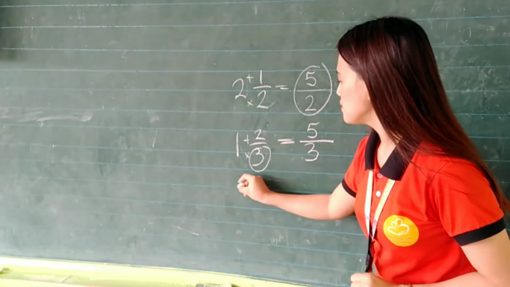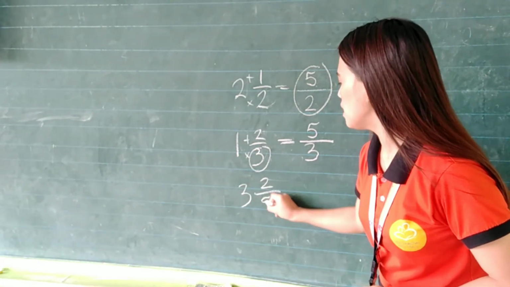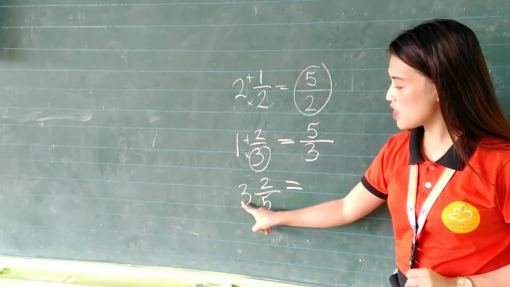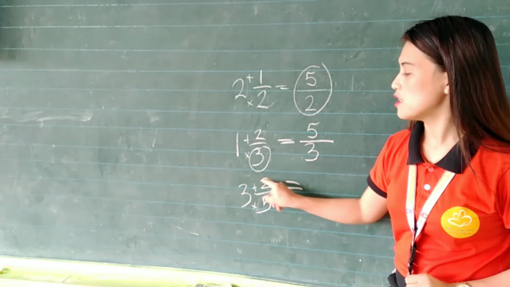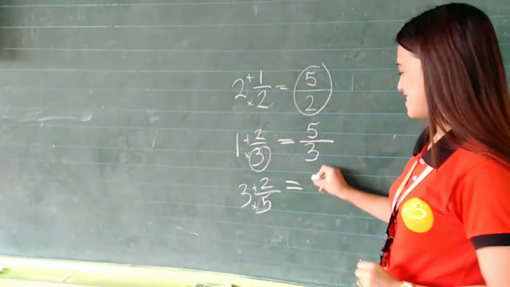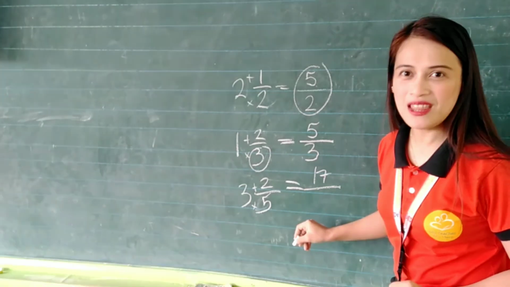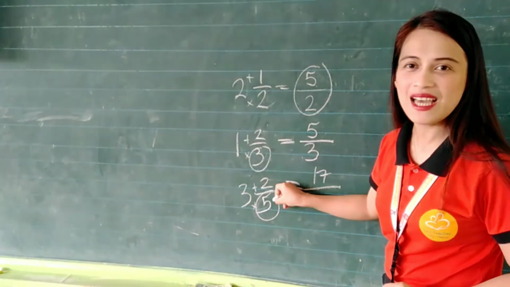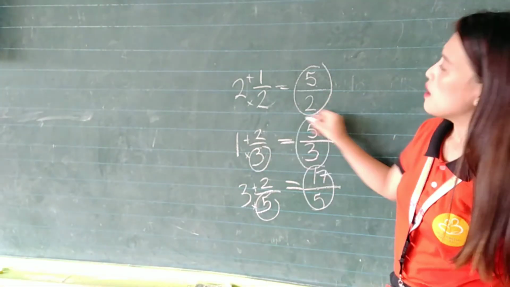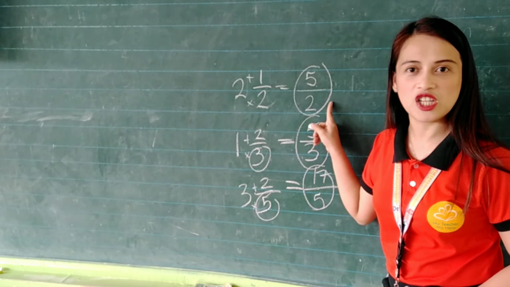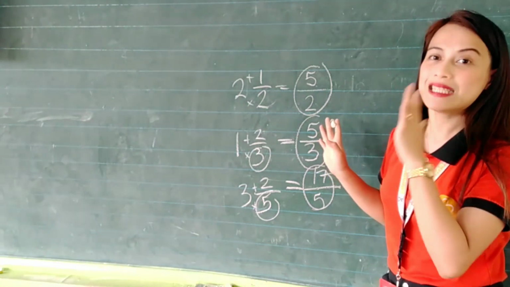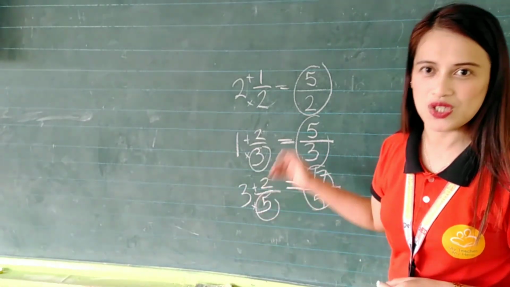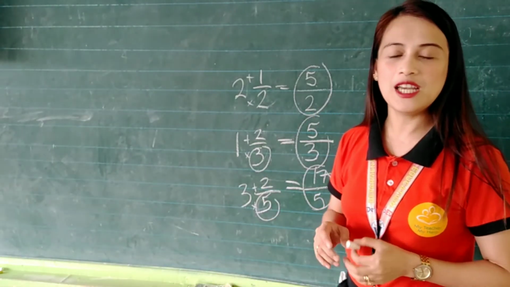Last example, 3 2/5. So 5 times 3, 15 plus 2, 17. And then copy the denominator. And kopyahon si denominator na si 5. So, mixed number into improper fraction. Times, and then plus, and then copy the denominator. So, that's it for changing mixed number into improper fraction.